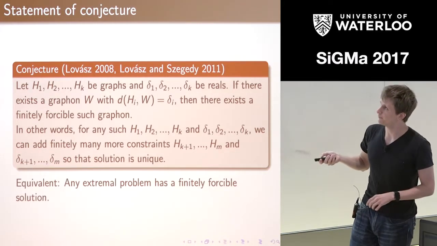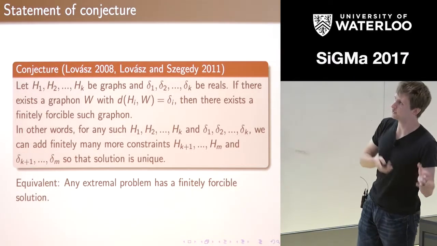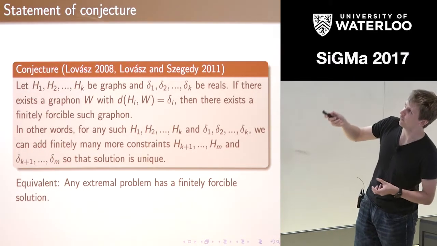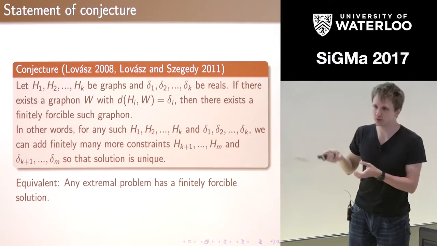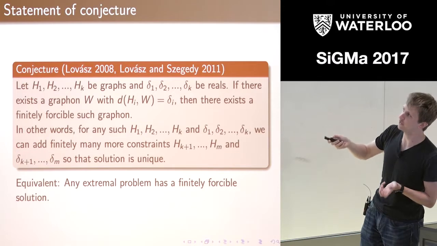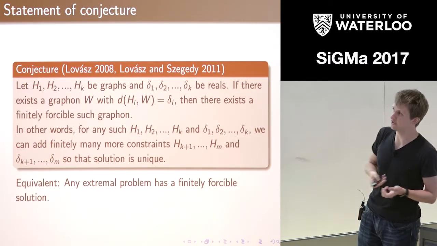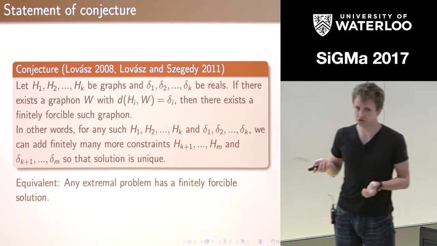And so Dan talked about this a bit. Earlier I was talking about extremal problems. Here it's fixed densities, but the two conjectures would be equivalent. So this is equivalent to saying that any such extremal problem has a finitely forcible solution.